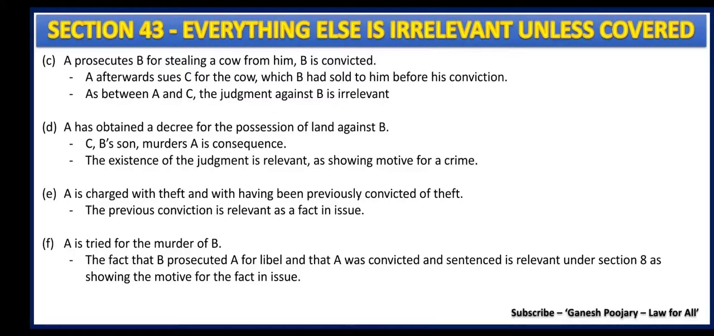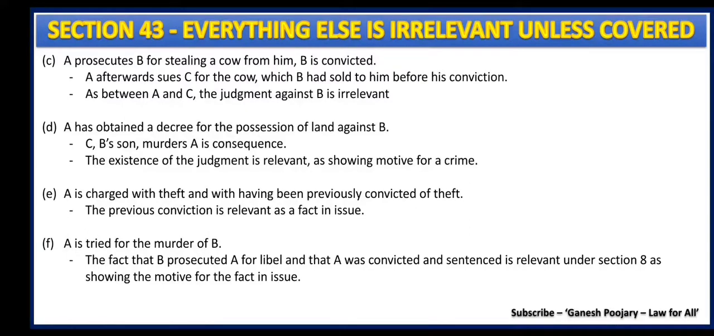In the fourth illustration, what happens? There is a case between A and B related to ownership of a particular land. Now, A won the case. B has a son by name C. Now, C gets very angry that his father B has lost the land, and with that anger, he murders Mr. A. Now, if this particular case comes to the court, in that case, the judgment which was given in the case of A and B will become relevant as a motive for this particular crime.